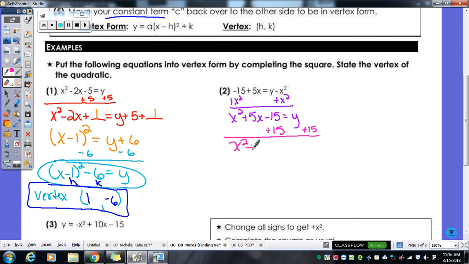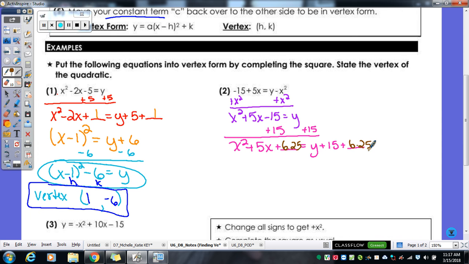We get x squared plus 5x plus a space equals y plus 15 plus a space. What number goes in the space? It's going to be a decimal. 6.25, because 5 divided by 2 gives me 2.5, and then when I square 2.5, we get 6.25.